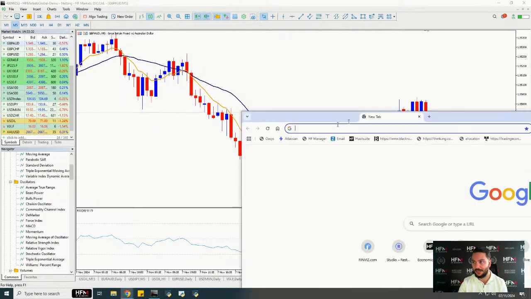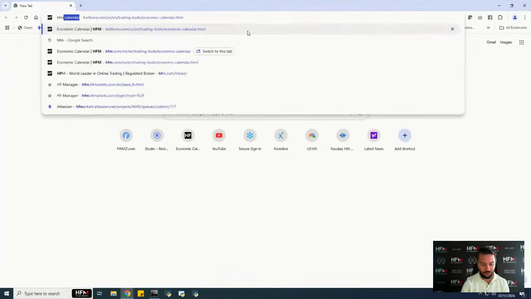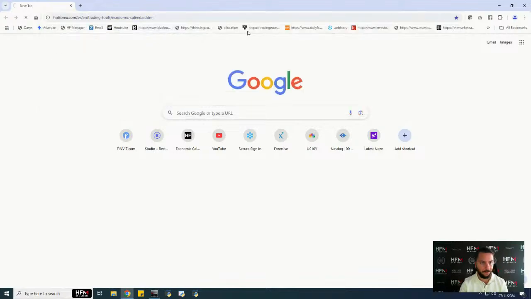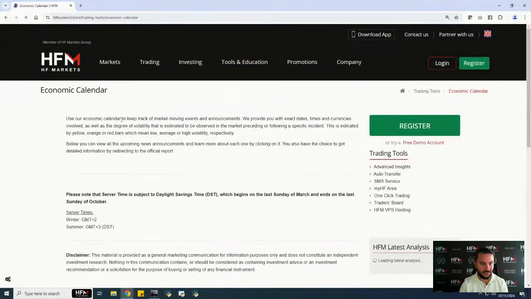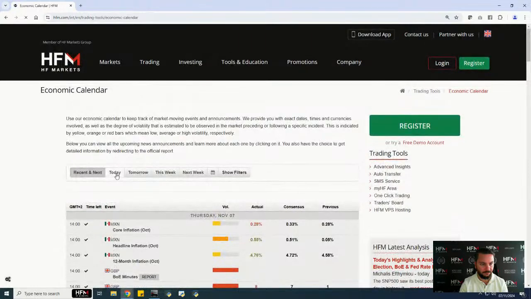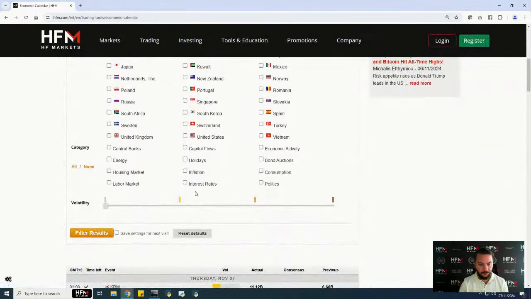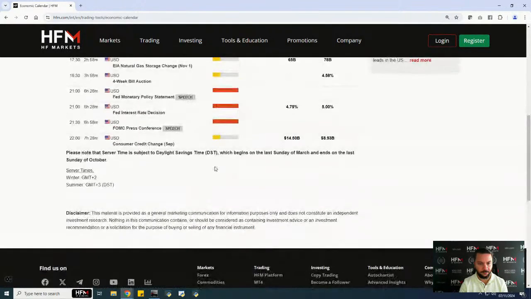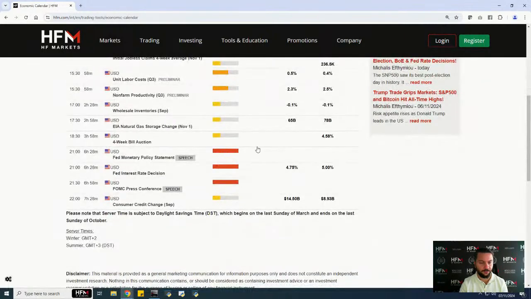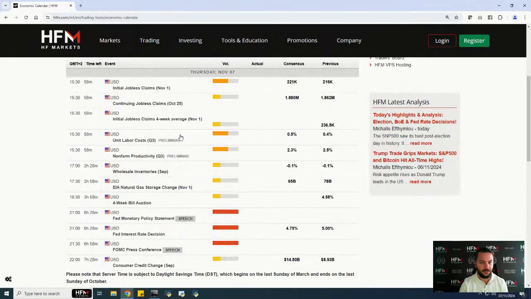So if we go back to our calendar, ladies and gentlemen, and we look at tonight's announcements, here we go. We definitely have something else which will create some volatility, and that is the initial jobless claims, also known as the US weekly unemployment claims.